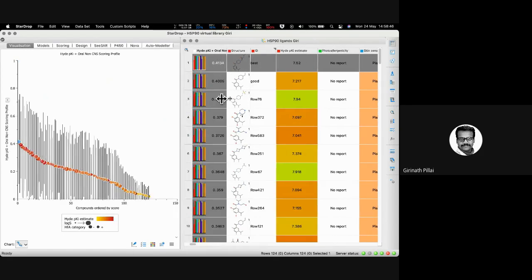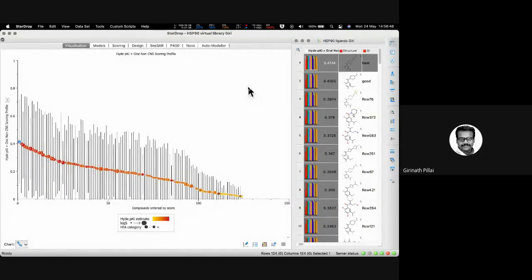We have something called a snake plot. In the snake plot, what we are trying to do is have the compounds all on the x-axis, from 0 to 124. Each line on the x-axis is a compound. On the y-axis, we have the probabilistic score from 0 to 1. The higher the score, the better we expect the compound to be. The lower the score, the less acceptable we expect the compound to be.